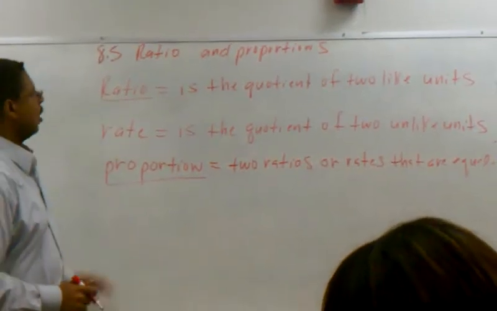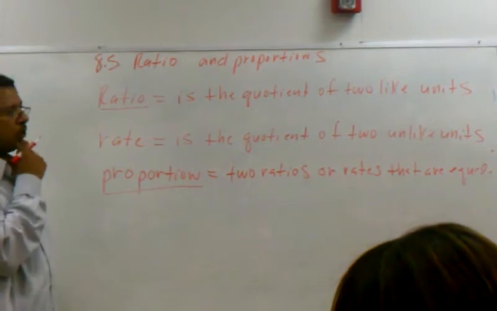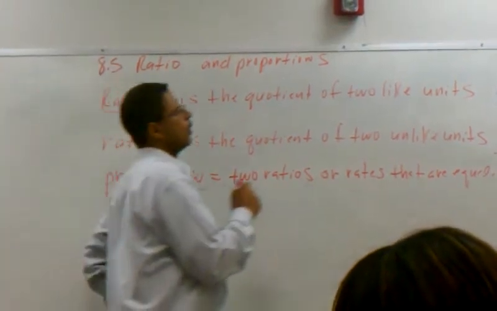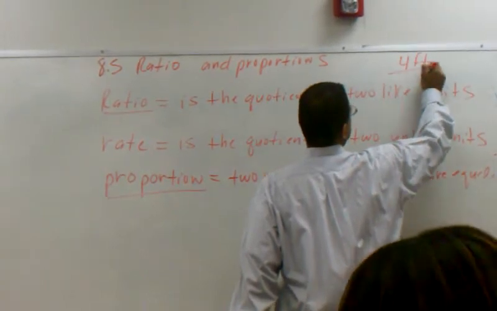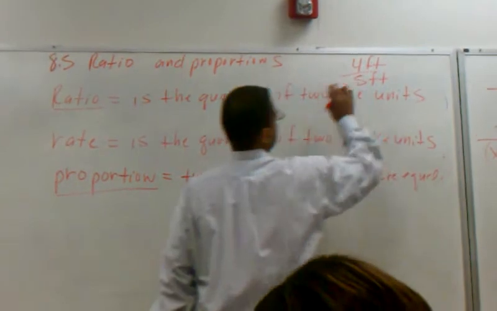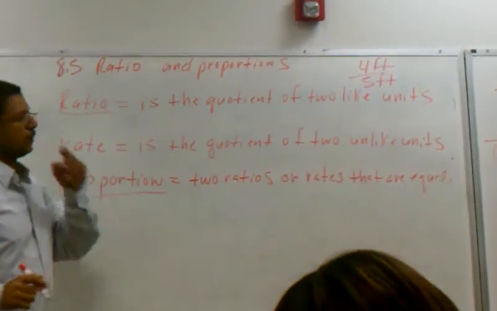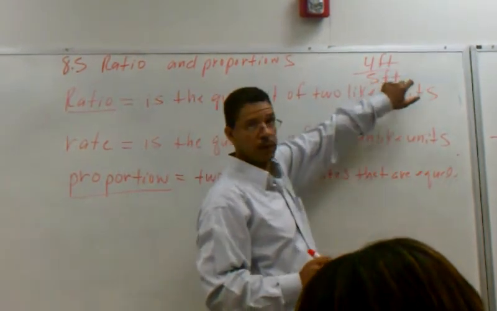Ratio and a rate. A ratio is simply a fraction. However, for a ratio, the units have to be the same. So let me give you an example. If I take 4 feet over 5 feet, this is called a ratio. Because the units are the same, feet and feet, okay?